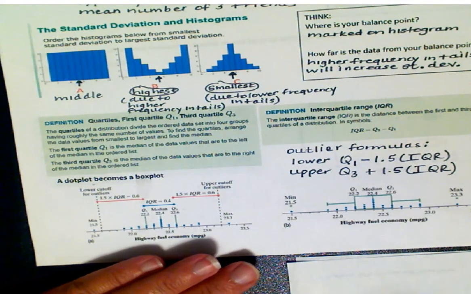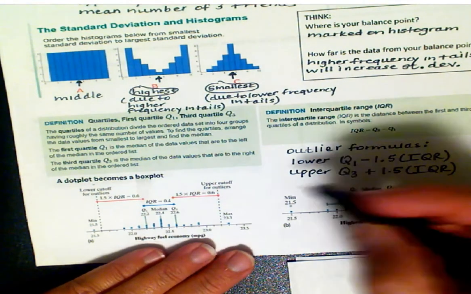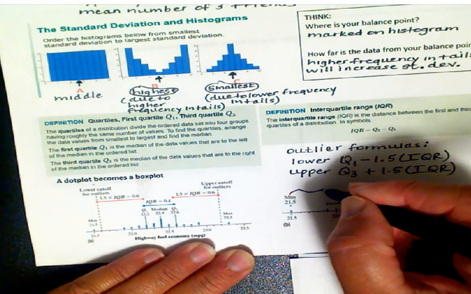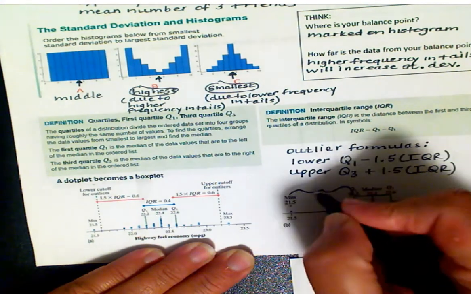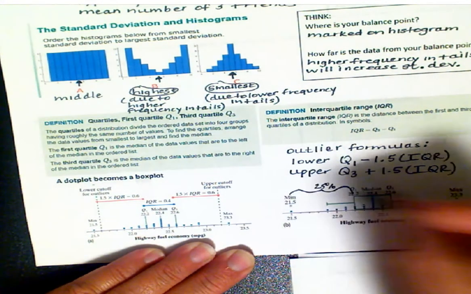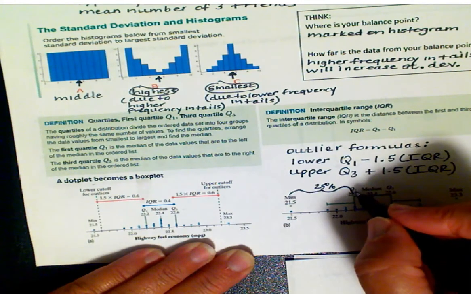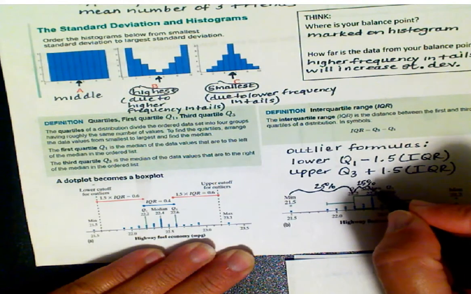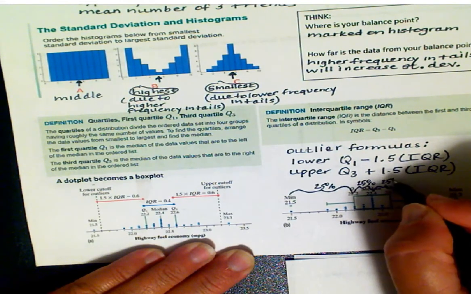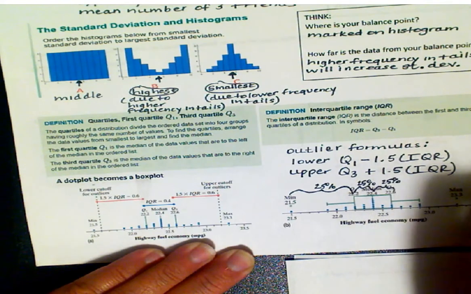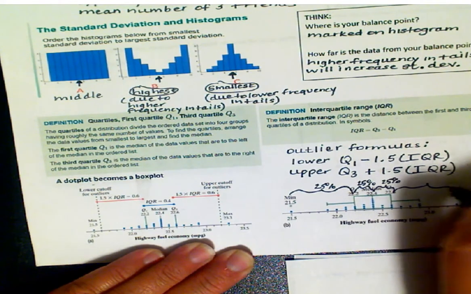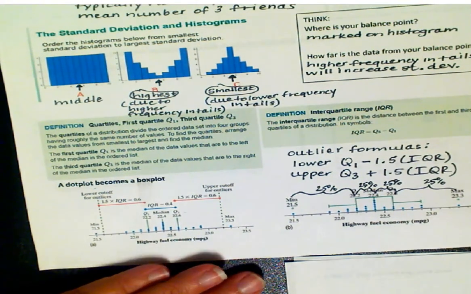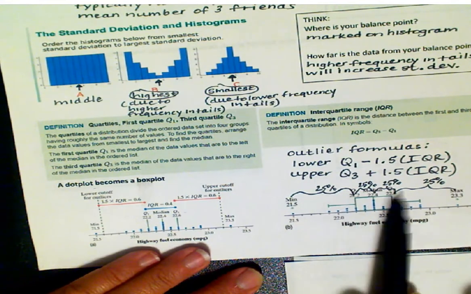Okay, another thing I want to point out, when you divide these up, 25% of the data, that's what a quartile is, is in the first quartile. So that's 25% of the data. 25% of the data is in the second quartile. 25% is in the third. And then 25% is in this top part. So if you divide all the data up into fours, there's your 25, 25, 25, 25.